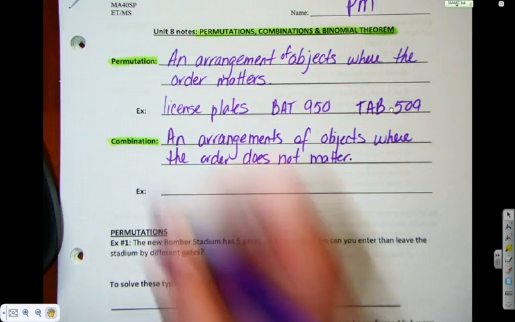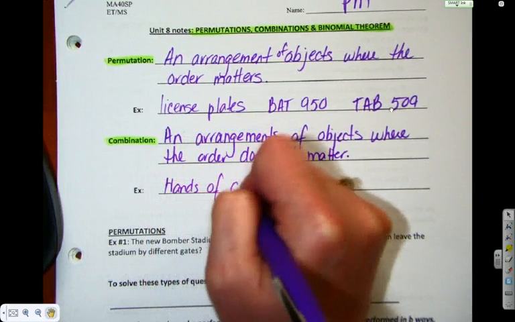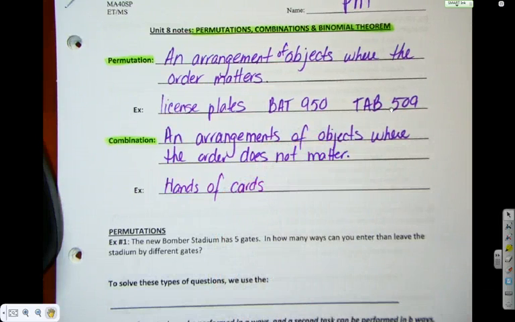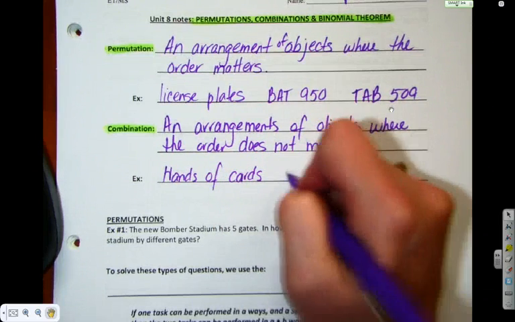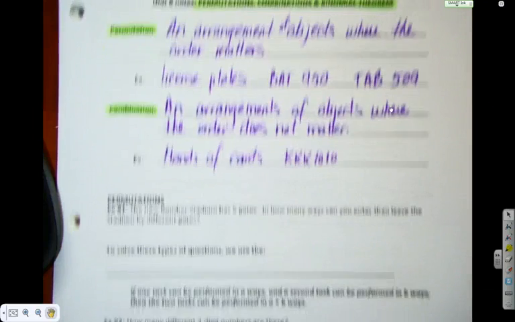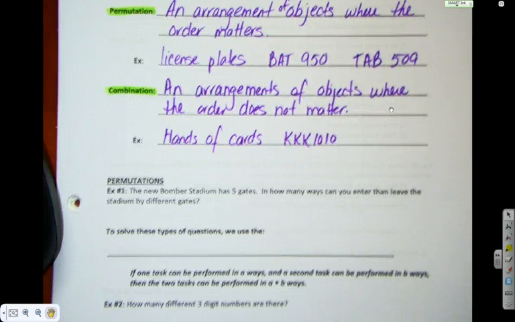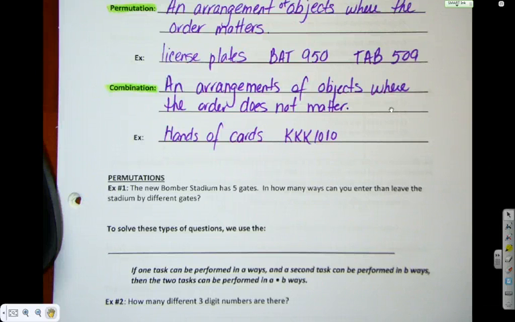So what's an example of a combination? Hands of cards. Let's say we're playing poker and I have the hand that has 3 kings and 2 tens. Any poker players can tell me what hand that is? Three of a kind and a pair makes a full house. So that's a pretty good poker hand.